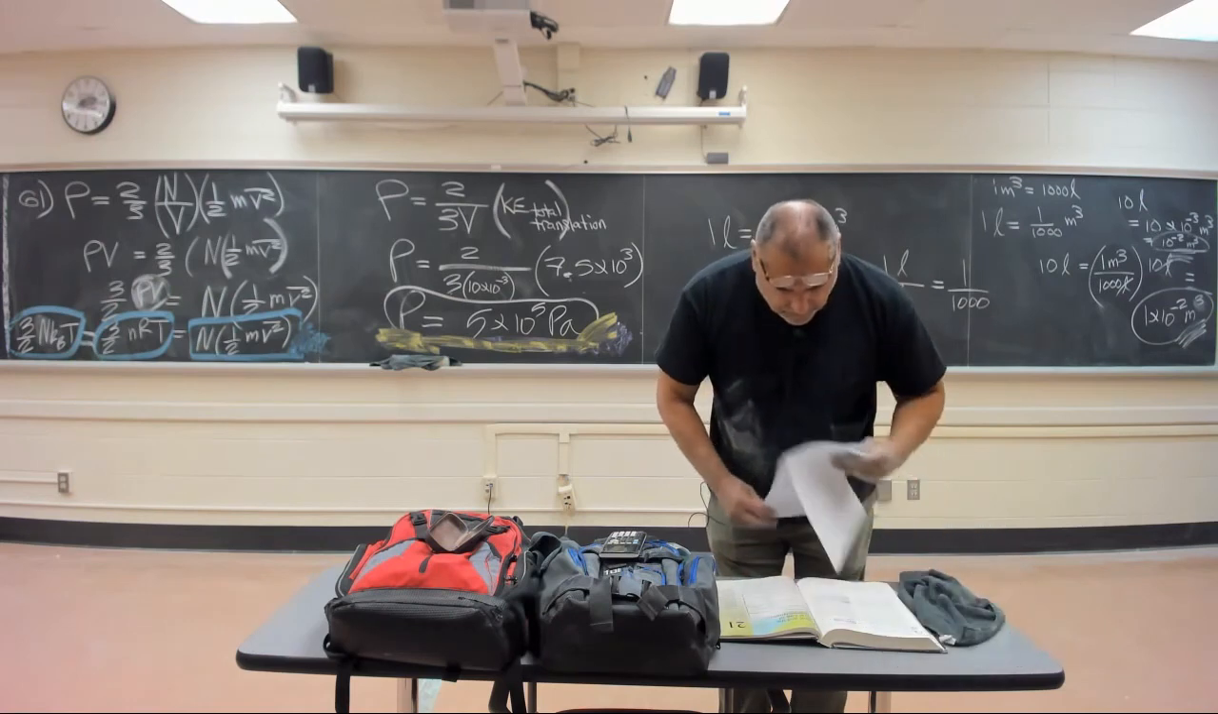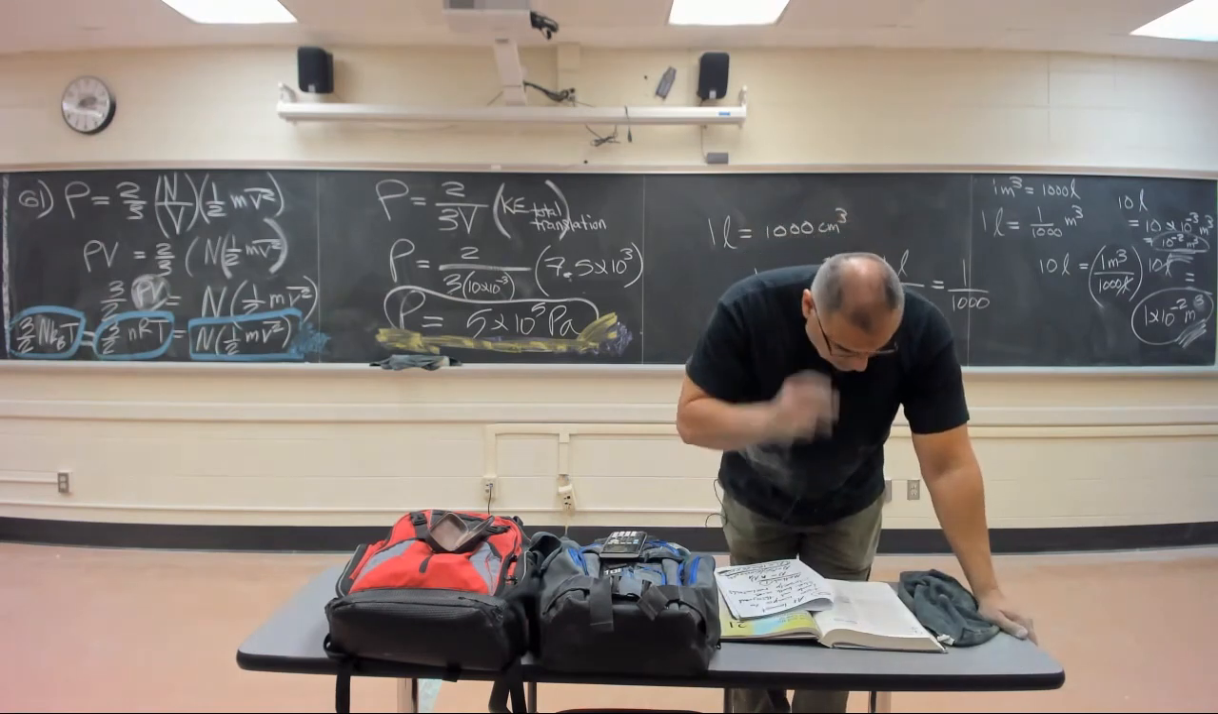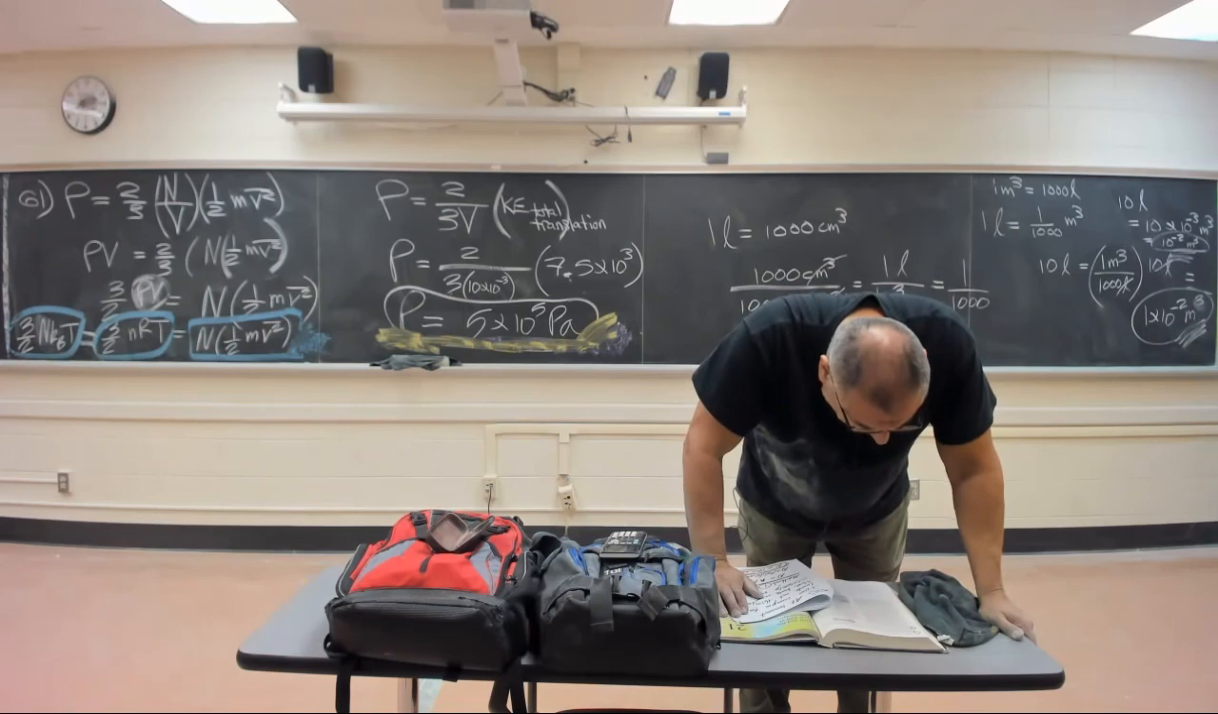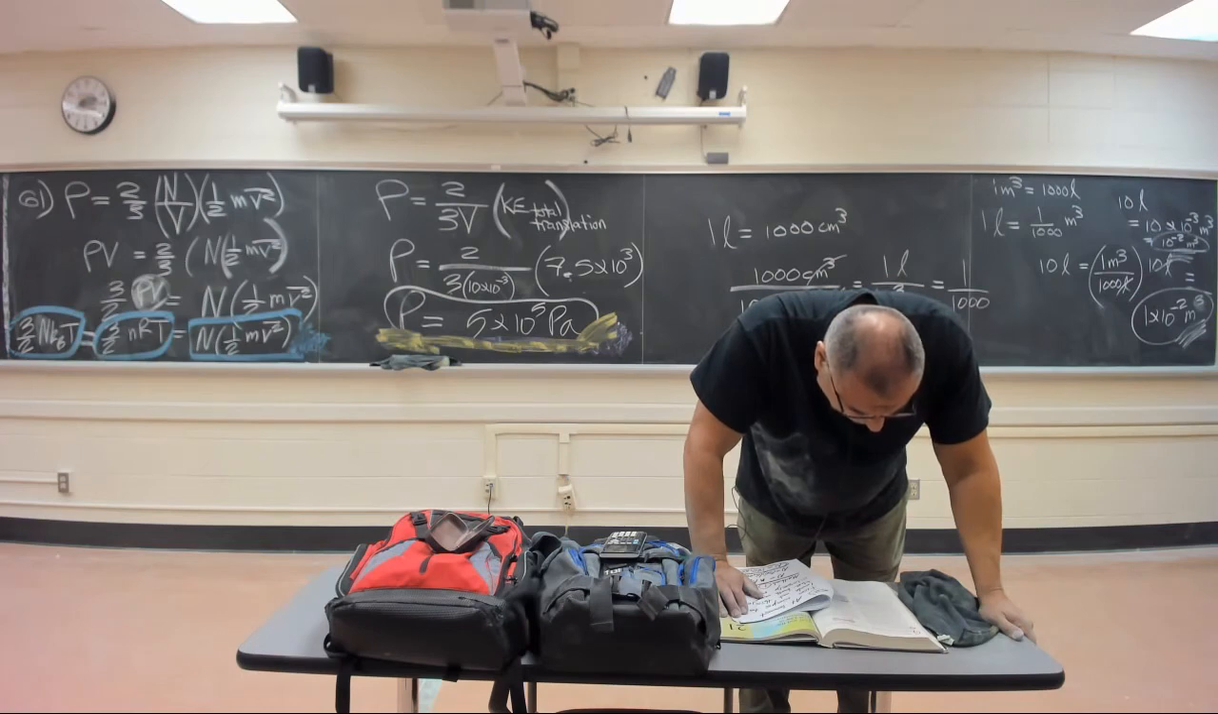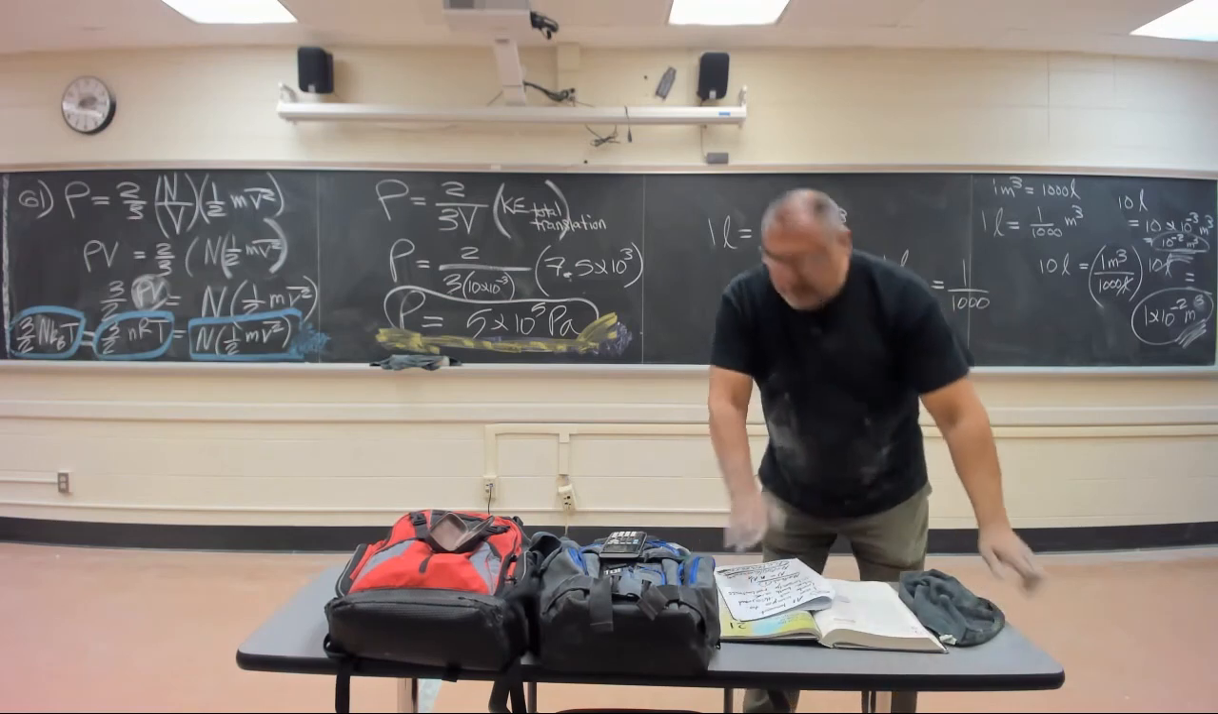Go to 62. 62, a 0.500 meter cubed container is filled with 30 moles of carbon dioxide gas, CO2, such that its pressure is 2 atmospheres. What is the RMS speed of the molecules in the gas?